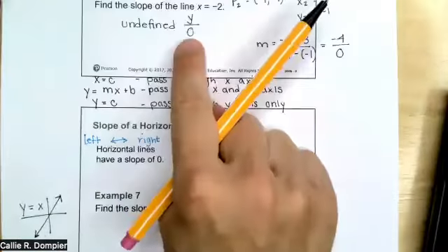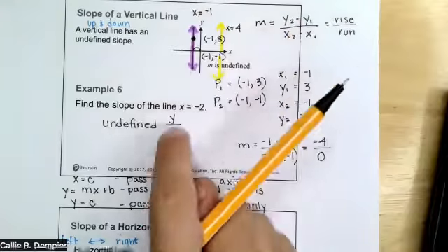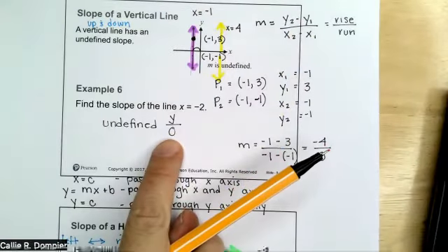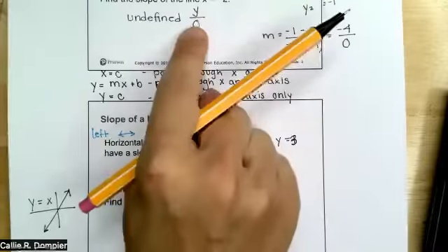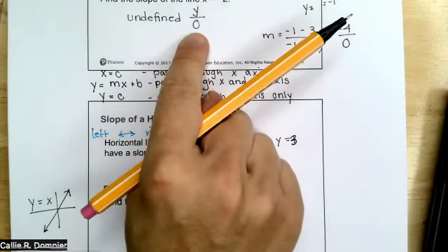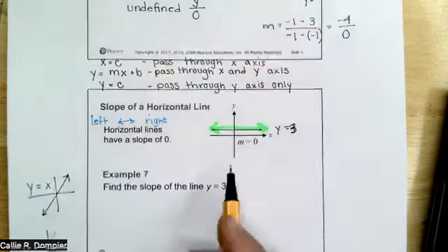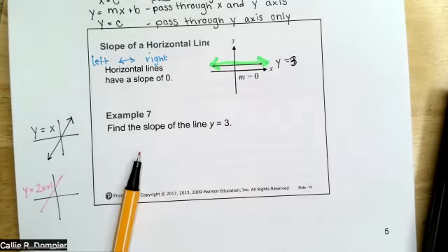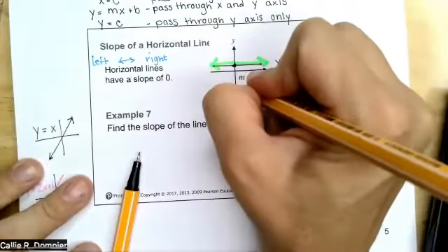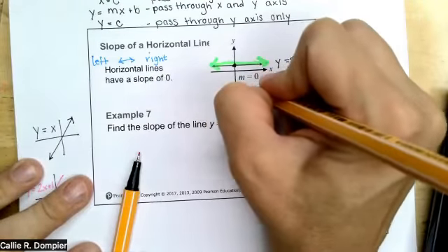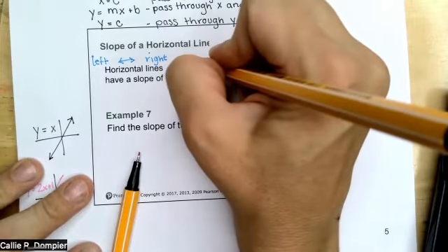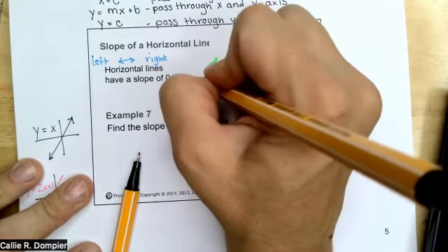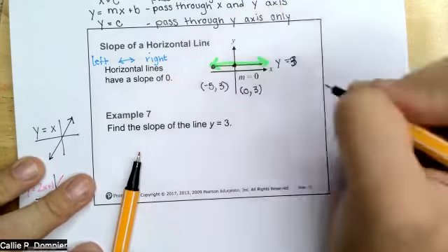This is always undefined because there's no movement on the run. The x's will always be 0, and the bottom of a fraction having a 0 is undefined. Now the slope of the line y equals 3. Again, we can just invent some points. So here is x is 0, y is 3. Here is x is -5, y is still 3.